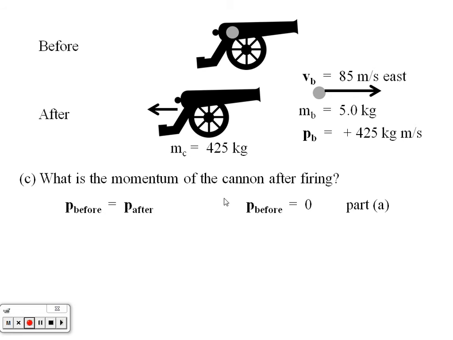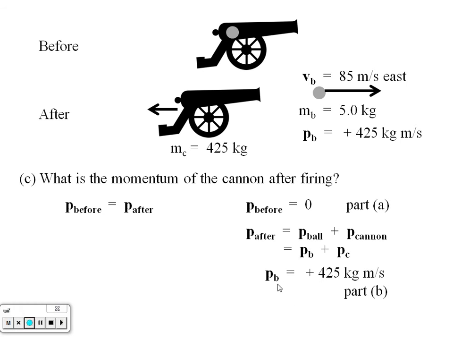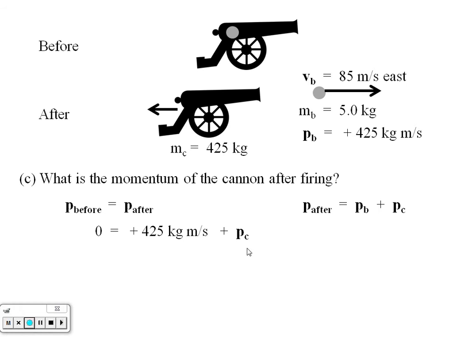And p after is contained in both the ball and the cannon. Both objects are moving, so both of them have momentum. So the momentum after is the vector sum of the ball's momentum and the cannon's momentum, which I will write as that. And we know that the momentum of the ball from part B is positive 425 kilogram meters per second. Now I'm going to insert those values into p before is equal to p after. Momentum before was 0. The momentum after was the momentum of the ball, positive 425, plus the momentum of the cannon.